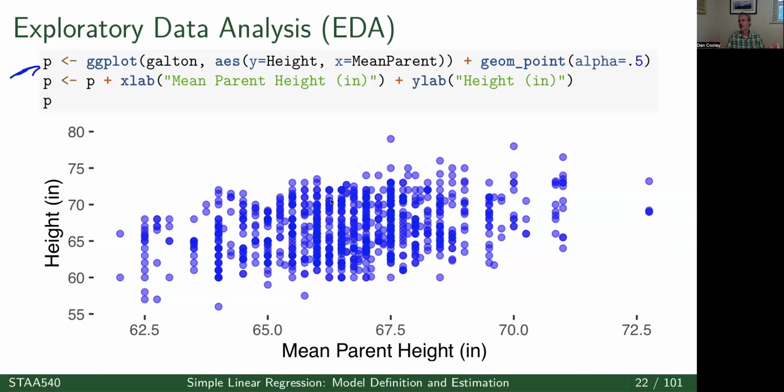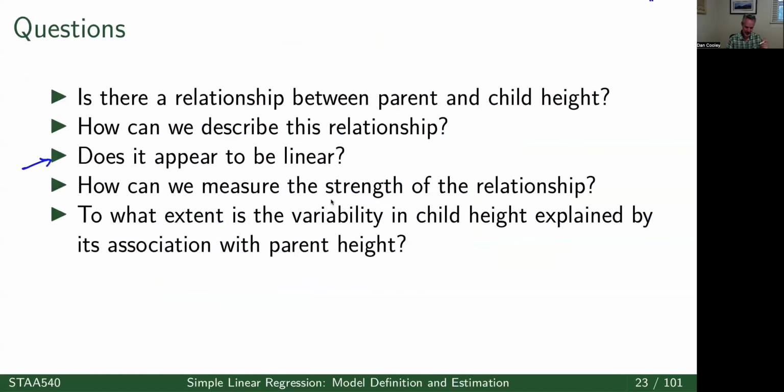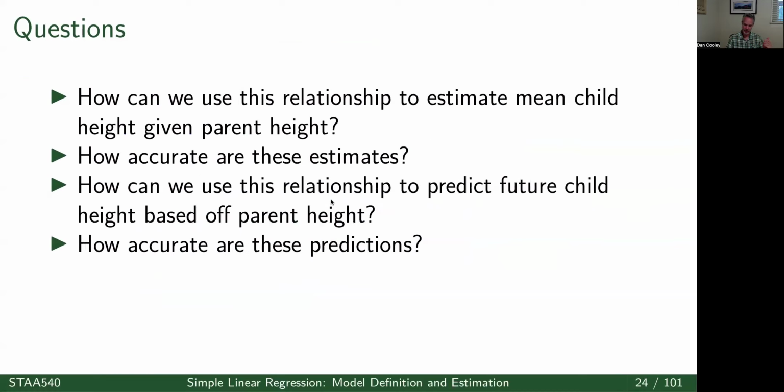So of course, we can describe the strength of the relationship through things like correlation. And so that's the direction we need to go. That's not a tool that Galton had back in 1886. To what extent is the variability in child height explained by its association with parent height? This is something in regression analysis that we love to do. We're explaining so much percent of the total variability found in the response variable.